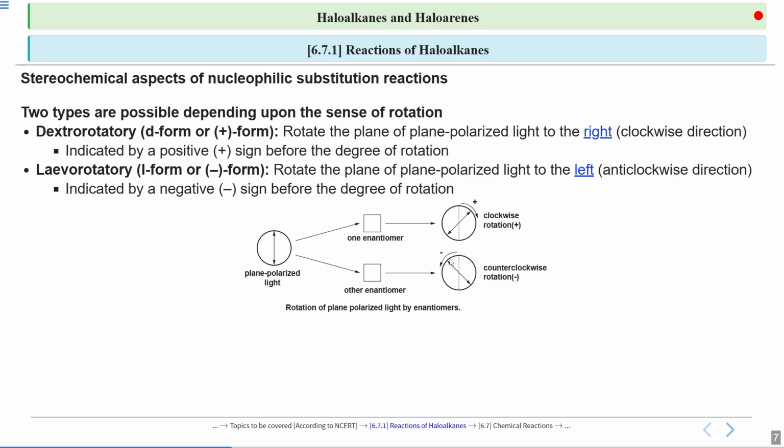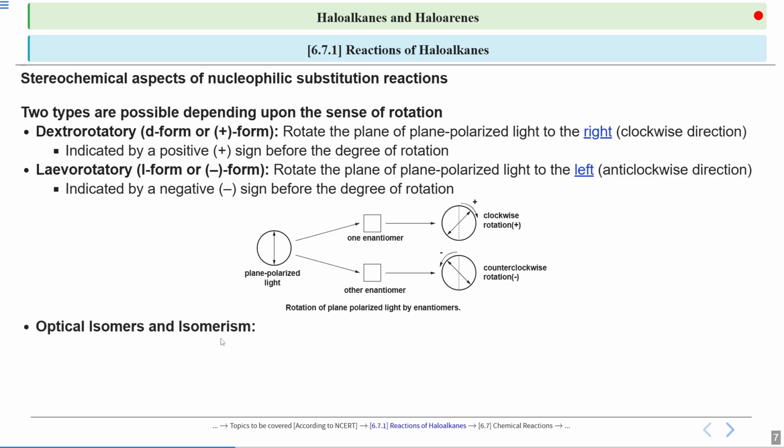The arrow is pointing from 12; let's say it is here in this diagram, here it is at the 12 position. Then in this positive form, 12 will go to 1, and in this negative form, the arrow is pointing from 12 to 11. This is counterclockwise or anti-clockwise direction. So how the rotation of plane polarized light by an enantiomer is going to be, you can see or understand using this diagram.